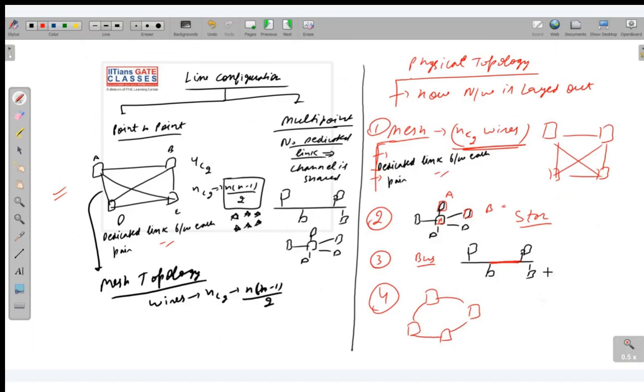We will not dig deep into these things. It will simply waste our time. Time is precious, we should value the time, so we are not unnecessarily jumping into these topics. Actually, computer networks is really very vast. If we keep on spending time on these small topics, it will simply create a mess in our mind. So better to simply leave those topics which are not required. Only important topics we will study from the GATE point of view. And since these are not in the GATE syllabus, they will not ask such simple questions. Mesh topology has been asked many times, and I have told you NC2 wires. Now you take the snapshot.